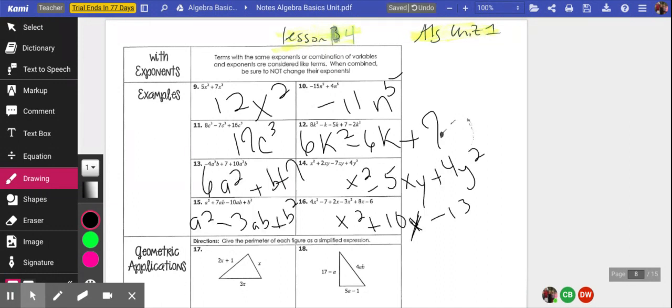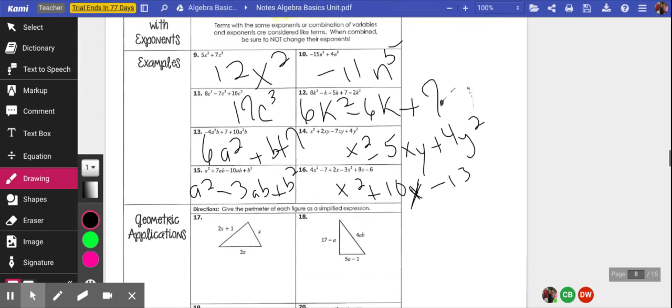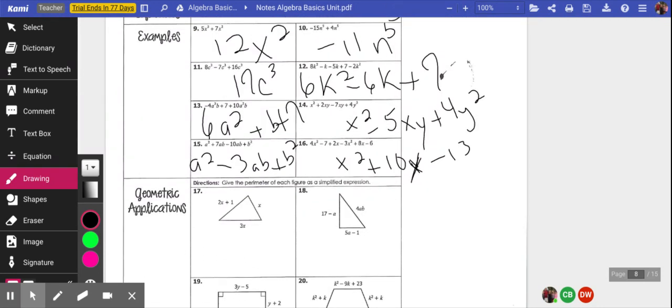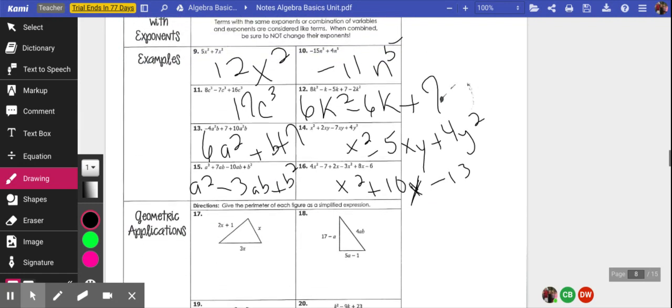Okay, so go ahead and check these 4 out. If you can read my writing, hopefully you got the same. Again, if not, pause it, try to figure it out, ask someone or me for help. And then we're going to go on to the geometric applications. So basically, you're doing the same thing we've been doing. You're just applying it to some geometry figures.